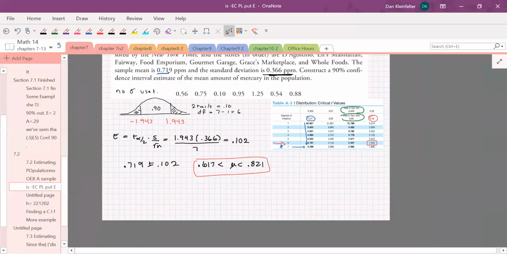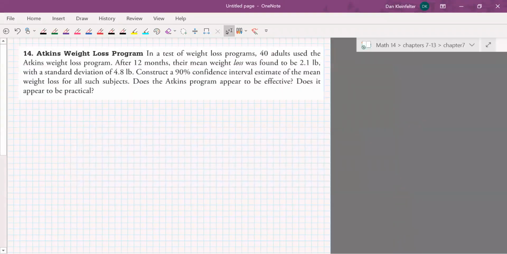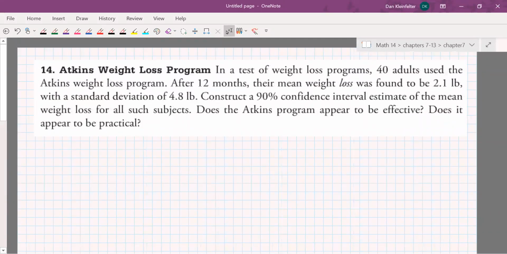All right, so let's try another example. In this one, we're looking at the effectiveness of an Atkins weight loss program. Here it says, in a test of weight loss programs, 40 adults used this program. After 12 months, their mean weight loss was found to be 2.1 pounds with a standard deviation of 4.8 pounds. We're to construct a 90% confidence interval estimate of the mean weight loss for all such subjects. Then we want to decide if it's effective and then decide if it's practical.